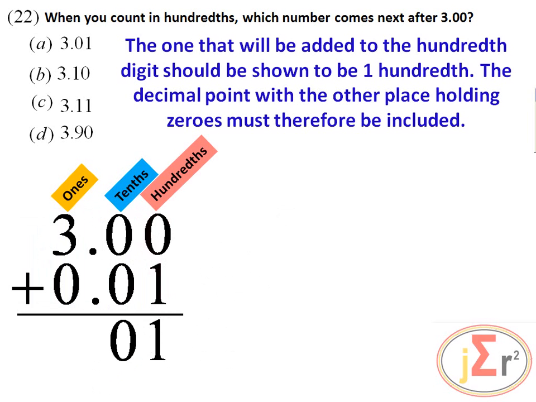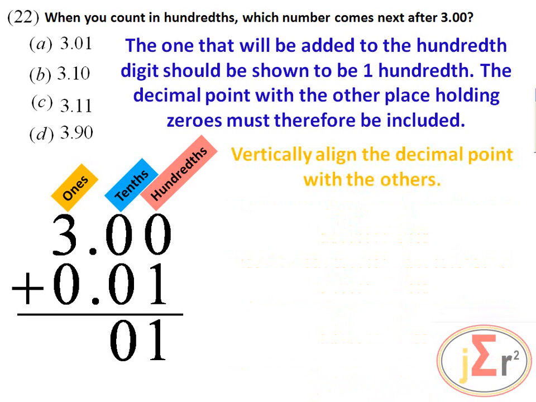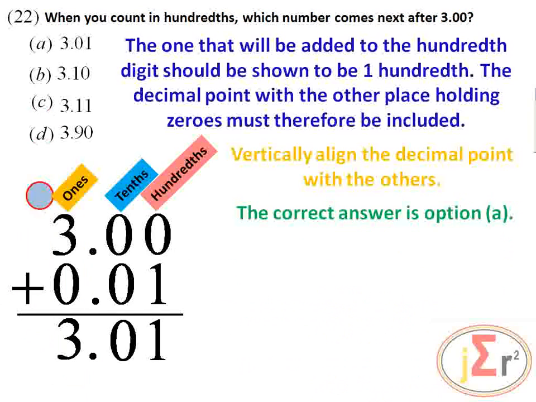Jerry is always paying very keen attention to detail, and he's saying that the decimal point also needs to be included. So vertically align the decimal point with the others. And then we say 3 plus 0, and that will give us 3. Right. Great. The correct answer is option A.